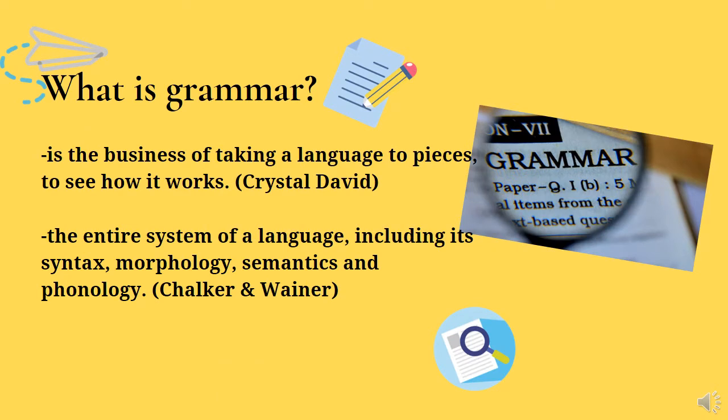Before we discuss the three-dimensional grammar framework, let's first define what grammar is. The following definitions were given by different scholars of grammar. According to David Crystal, grammar is the business of taking a language to pieces to see how it works. While in Crocker and Weiner, grammar is the entire system of a language, including its syntax, morphology, semantics, and phonology.